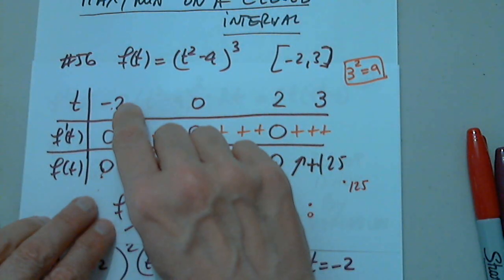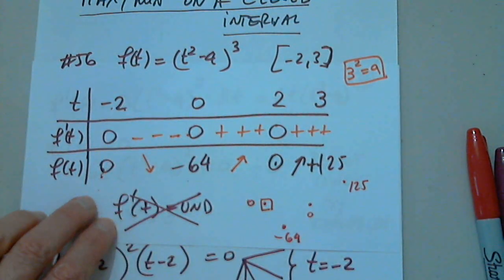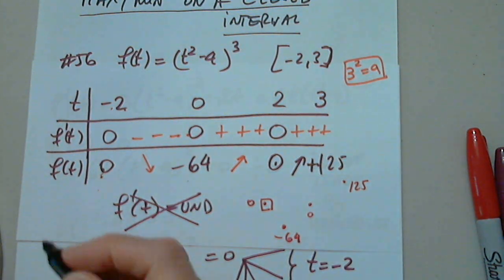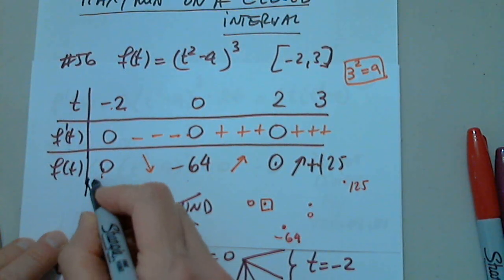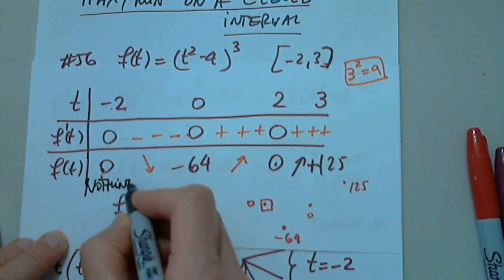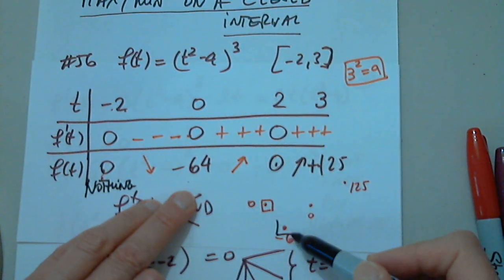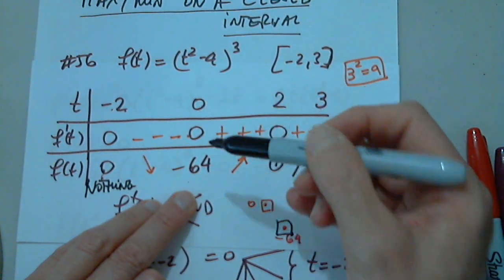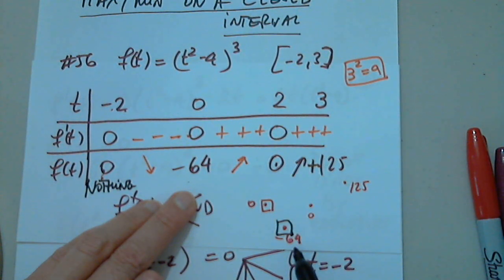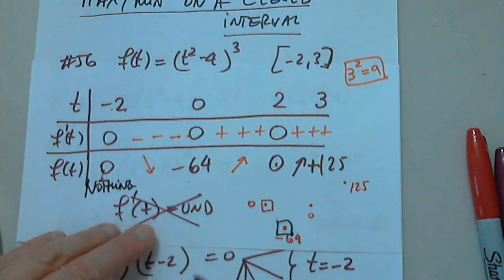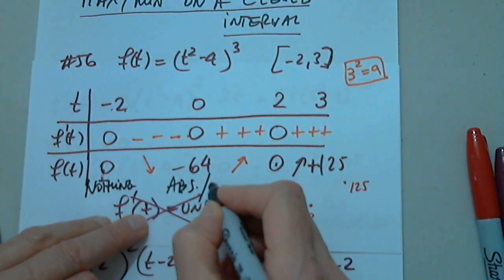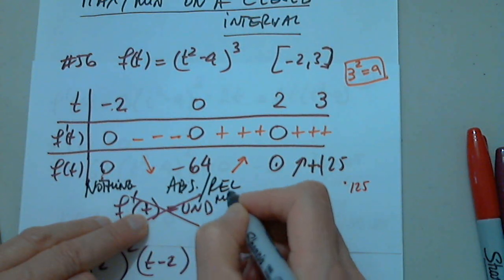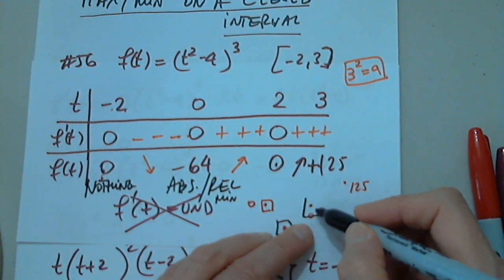So what type of point is -2, 0? Nothing. Yes. What type of point is 0, -64? It's a minimum, right? Yes, it's an absolute and also relative min. Awesome. Now we are here.